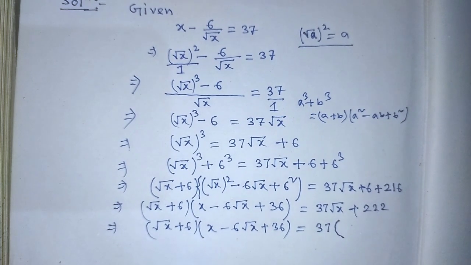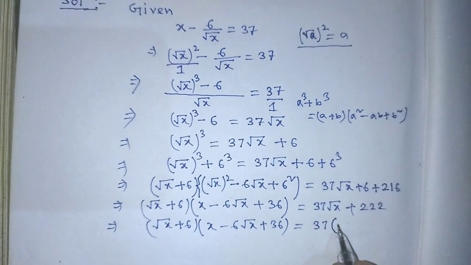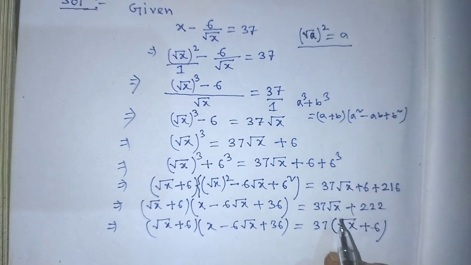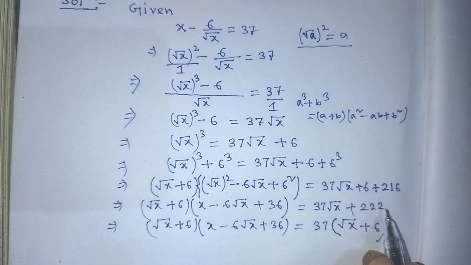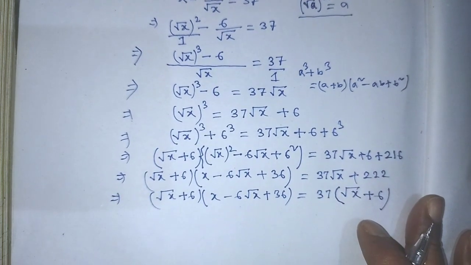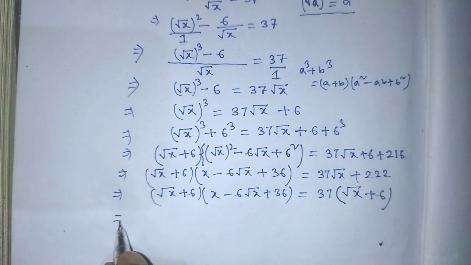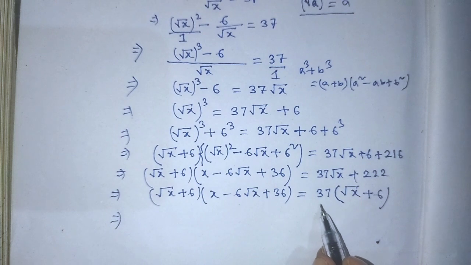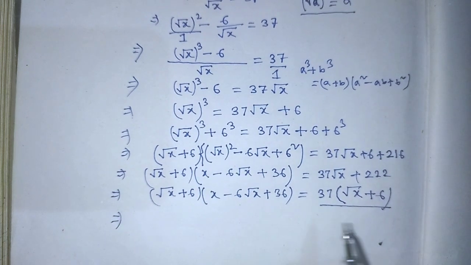Okay, so we have to write in here 37, and inside this first bracket we have to write root x plus 6. So student, if you divide 222 by 37, then you get 6. So we have to write inside this first bracket root x plus 6. Okay student. After that, to find the value of root x from this equation, we have to transpose these terms from right side to left side.